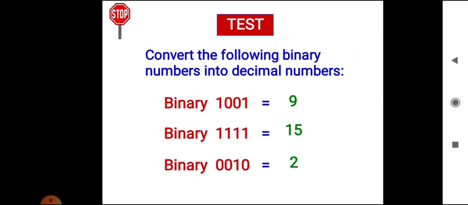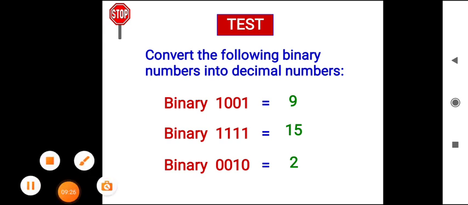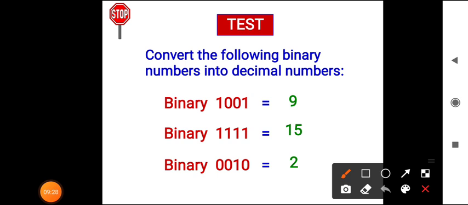Coming to another example. Suppose the binary number is 1001, that means the value is 9. I will show one example. And suppose the binary number is 1111, the value in decimal is 15. Suppose the binary number 0010, the value will be 2.